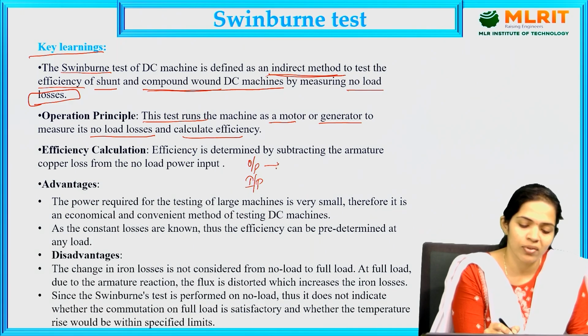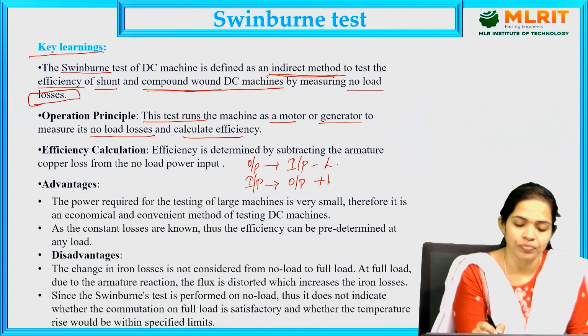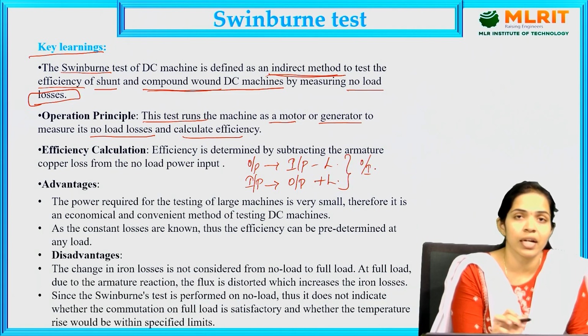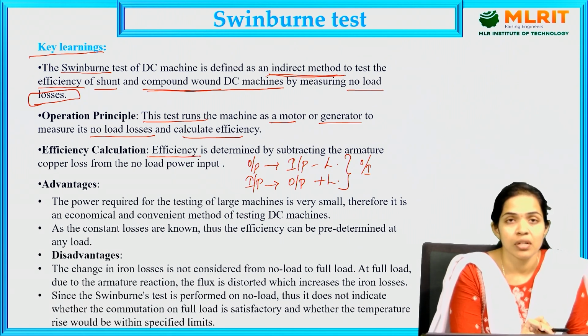The output power can be given as input minus losses, and input can be given as output plus losses. So by using the ratio of output to input, we can calculate our efficiency. Thus we calculate the efficiency for this particular test when the machine is acting as a motor as well as when the machine is acting as a generator.